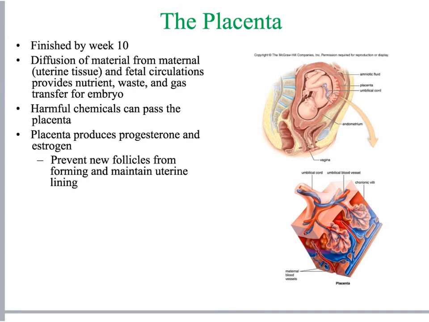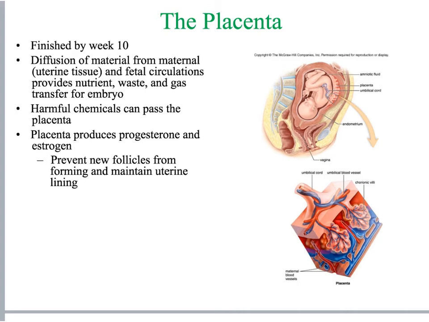Now, the placenta itself is finished by week 10, and don't forget this is how material diffuses between maternal and fetal circulation. It provides nutrients, gets rid of waste, gas transfer for that embryo. Unfortunately, harmful chemicals can pass through the placenta as well, things like nicotine and toxins and all sorts of things, which makes it incredibly important for a woman to watch what she eats and drinks.